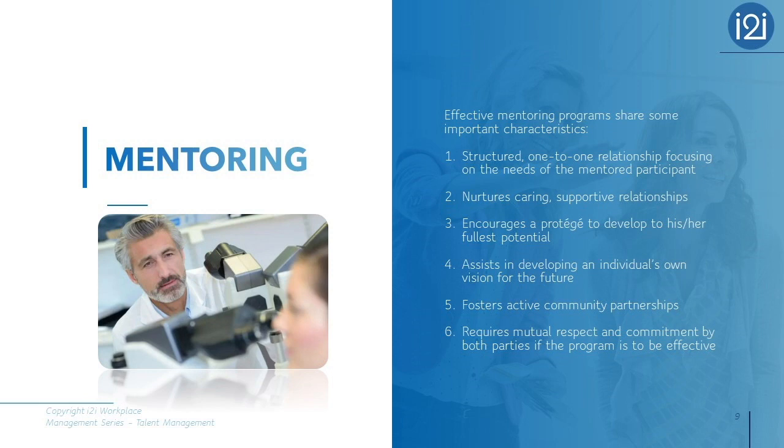Effective mentoring programs share some important characteristics. First of all, they're structured one-to-one relationships that focus on the needs of the person. Secondly, they nurture caring, supportive relationships. A mentoring relationship can encourage the employee to develop to their fullest potential and act as an advisor for career advice so the employee can reach their vision of the future. It can also foster active community partnerships, but it does require mutual respect and commitment by both parties if the program is going to be effective.